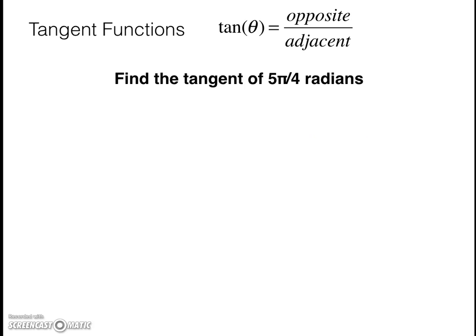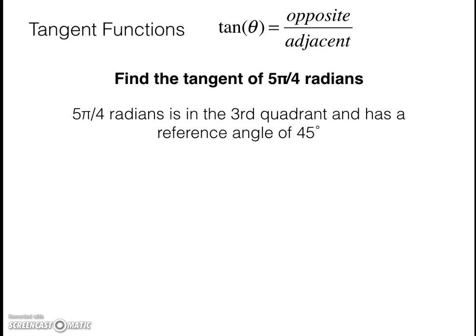Find the tangent of 5 pi over 4 radians. 5 pi over 4 radians is in the third quadrant and has a reference angle of 45 degrees. Anytime you have radians that is divided by 4, it's going to have a reference angle of 45 degrees. When we draw our reference triangle, both the x and the y height of the triangle are going to be negative since we're in the third quadrant.